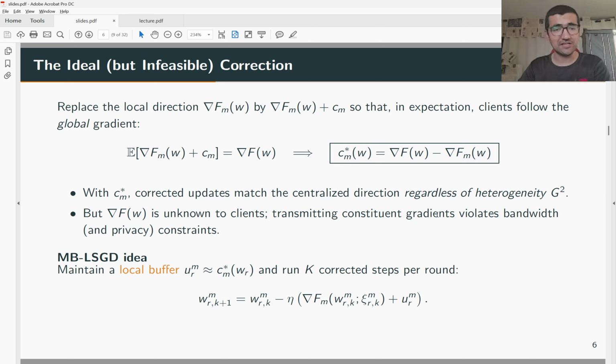So here is the MB-LSGD idea in one sentence. Each client maintains a local drift buffer, U_r^m, that estimates this ideal correction and adds it to every one of its local steps. The buffer stays fixed within a round and acts like a control variable steering the trajectory. The whole question now becomes, how do we update this buffer without communicating anything extra?